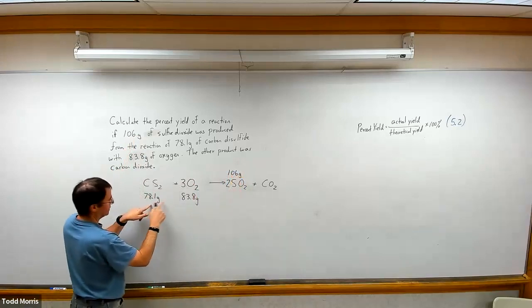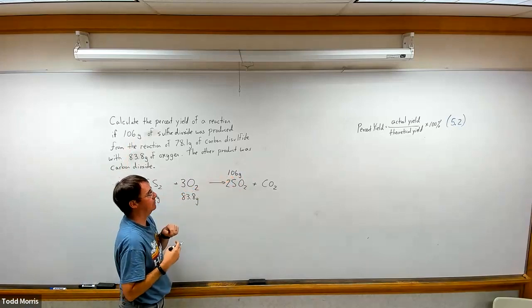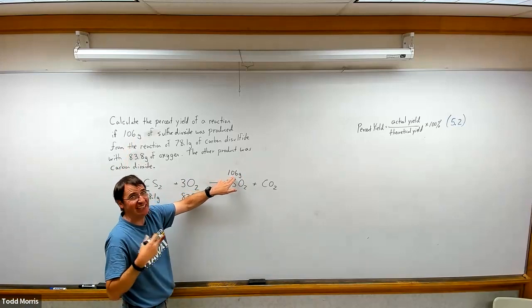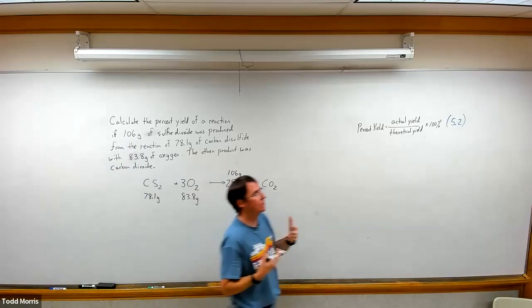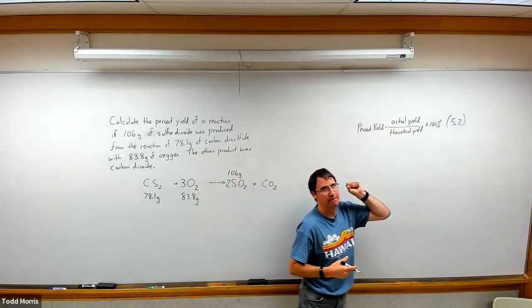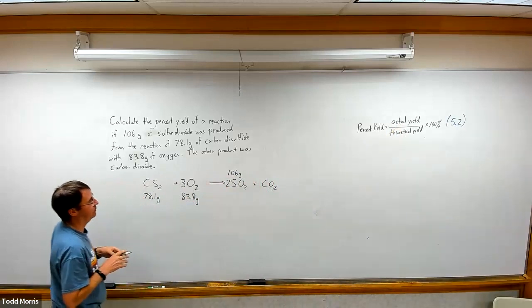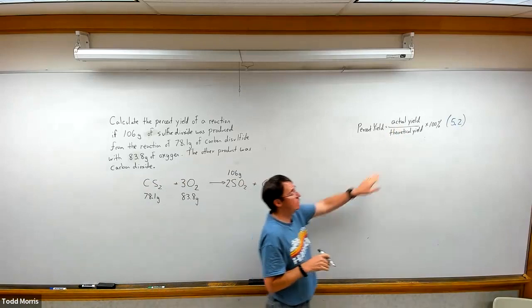So this is how much we started with of the reactants. This is how much of one of the products we actually, in fact, produced. So this number, 106 grams, is the number given to us in the problem. And so that number must be the actual yield of the process. That's going to be our numerator ultimately in our percent yield equation, equation 5.2. To find the percent yield, though, we need to find the theoretical yield of this reaction.